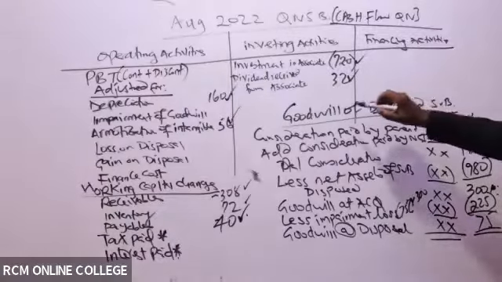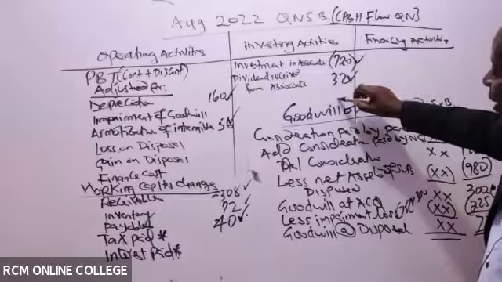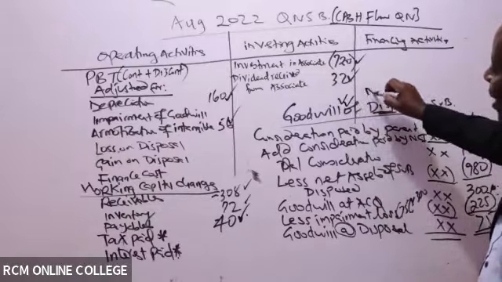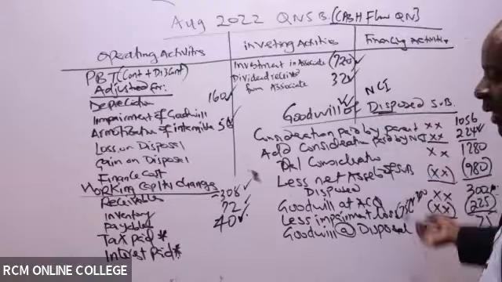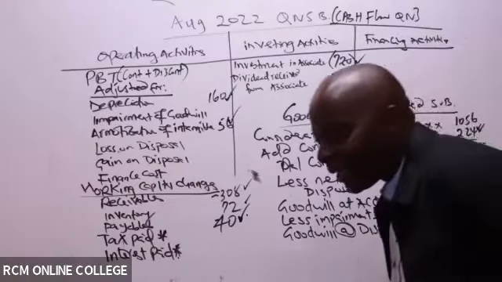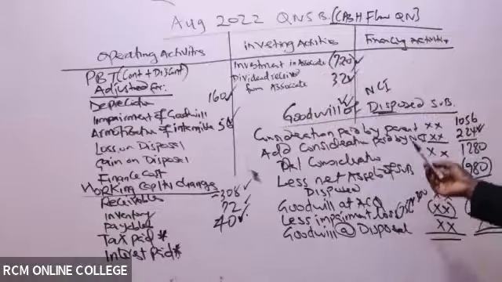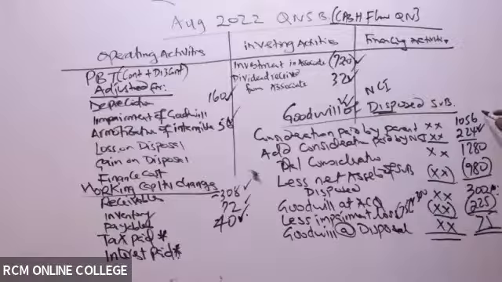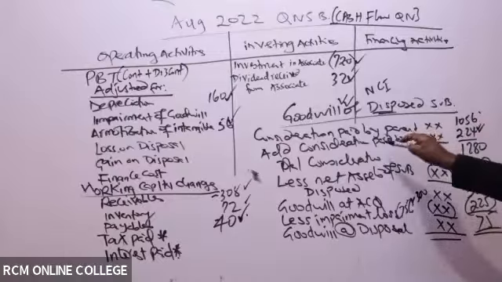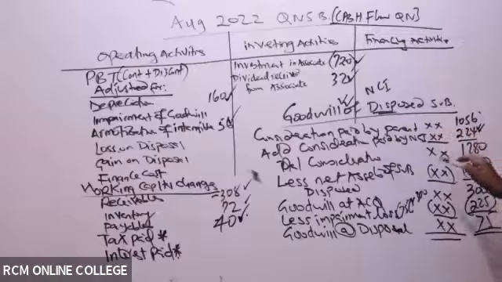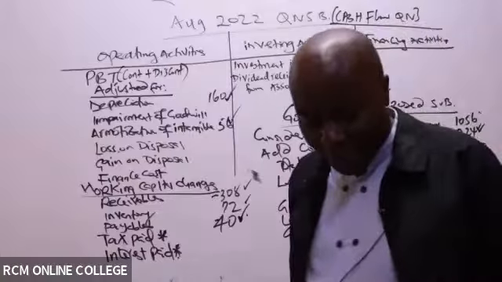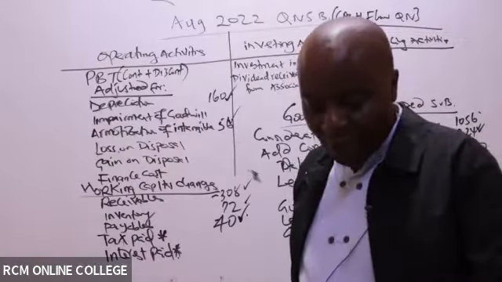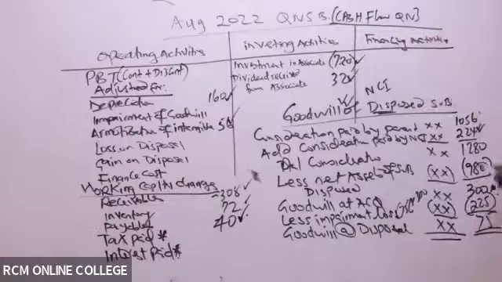Now, ladies and gentlemen, I know the natural partner of goodwill is NCI. Whenever you do goodwill, do NCI immediately. The consideration paid by the parent has been given in the question, from note number 1. How about NCI? It is still the same note. The fair value of non-controlling interest at acquisition was 224. When you add the two, you get 1280.